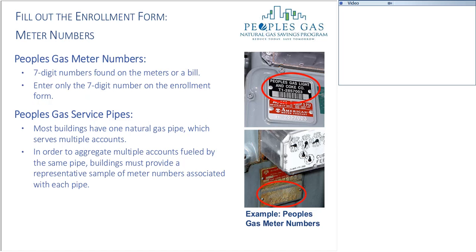If you haven't looked at your gas meter before, there's a 7-digit number found on the meters or the bill. You're not going to include those letters or initials before the dash, but just the 7 numbers that follow. Most People's Gas service pipes are only one per building, but some buildings have multiple service pipes, and so you want to make sure that you're getting meter numbers from at least all the pipes that are serving the building. As many meter numbers as you can put in there as possible, the more accurate it will be.